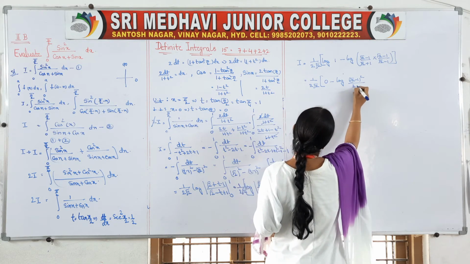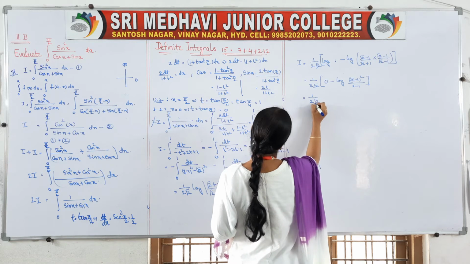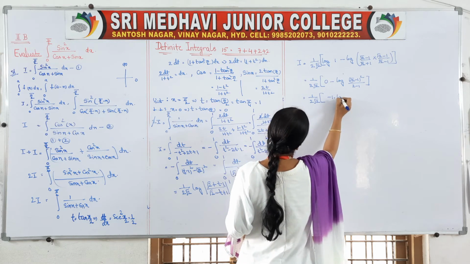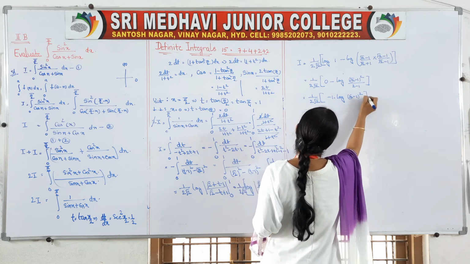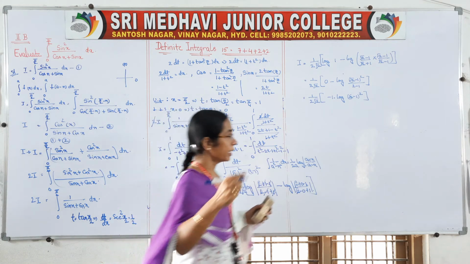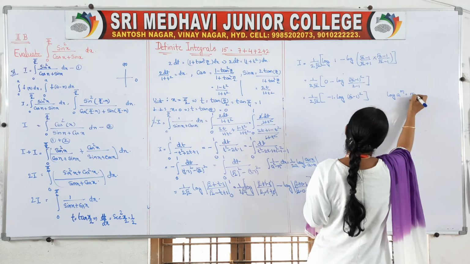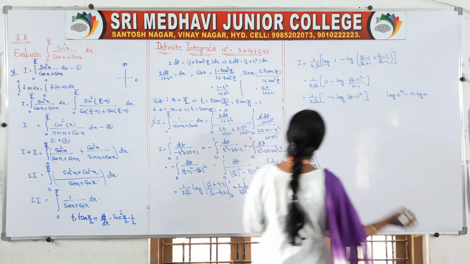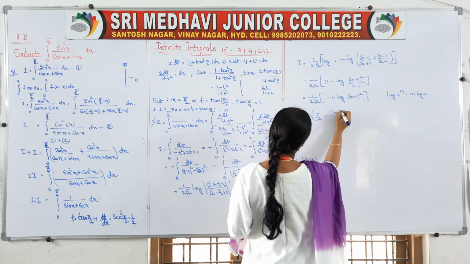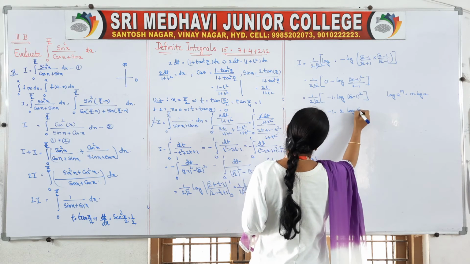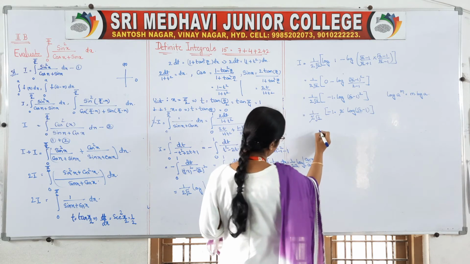Root 2 whole square is 2, that is 2 minus 1 is equal to 1 by 2 root 2 minus 1 into log of root 2 minus 1 whole square. Okay, so log a to the power of m, what is the formula? Log a to the power of m is equal to m log a. So we can write this as 1 by 2 root 2 minus 1 into 2 log of root 2 minus 1. Okay, this 2 will get cancelled.